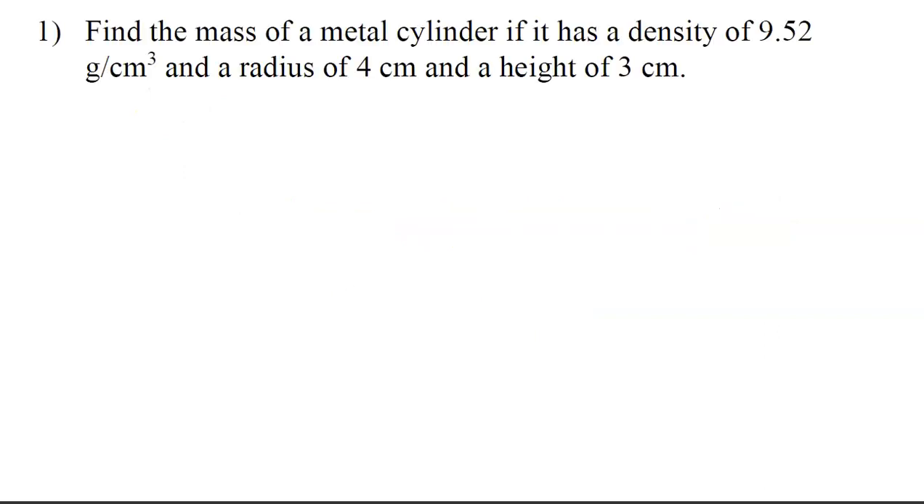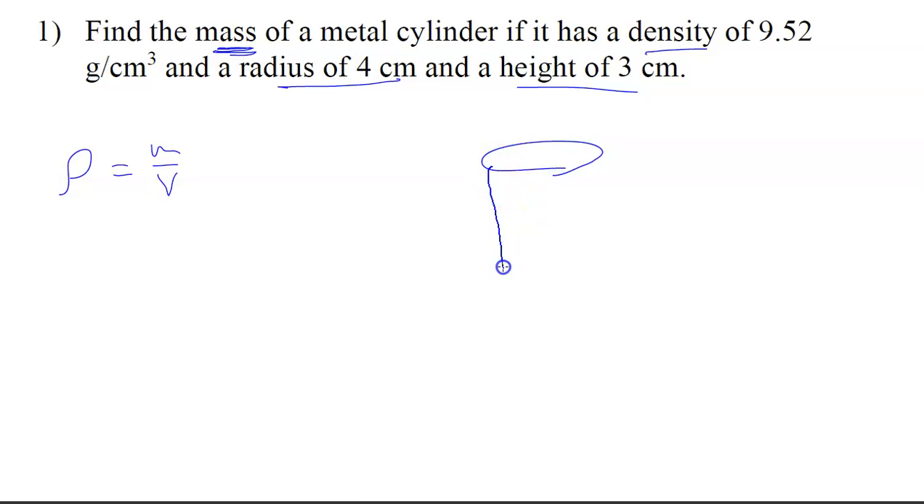This first one is about density, looking for mass, and we know the density and we know the radius and the height of these things. So of course we're thinking about the formula density equals mass divided by volume, and I kind of need a little picture here of this thing. If I had a cylinder, it would look like that. They're telling me that the radius is 4 centimeters and the height of this is 3 centimeters.